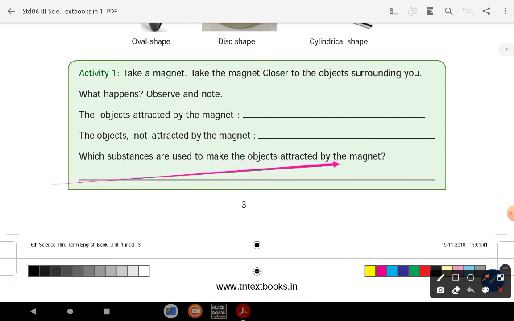Now, next your question will be, now you have made the 2 lists, the objects attracted by the magnet and the objects not attracted by the magnet. After making these 2 lists, you have to find which are the substances used to make the object. So the object is attracted by the magnet.